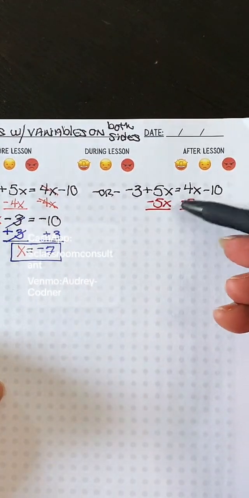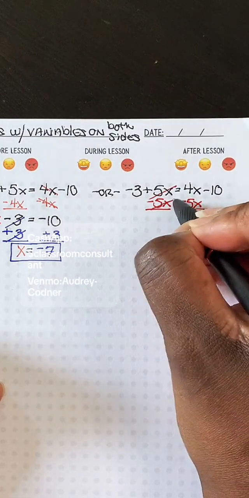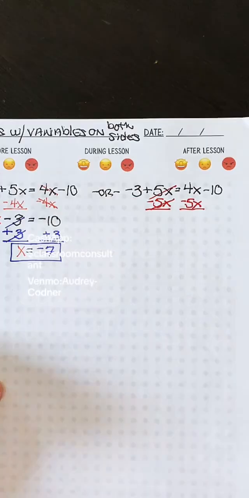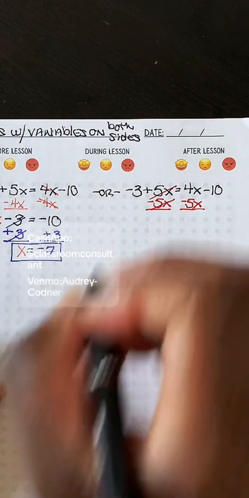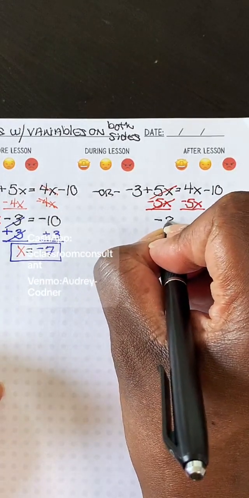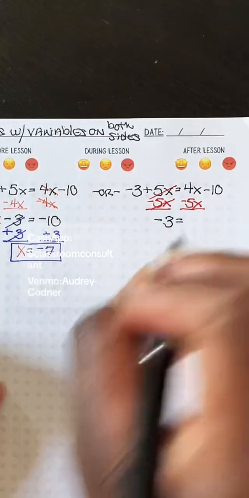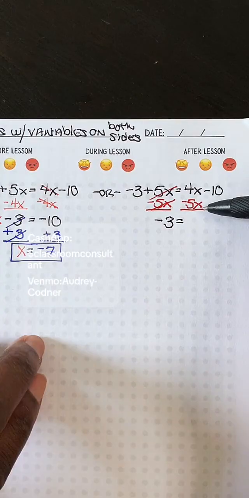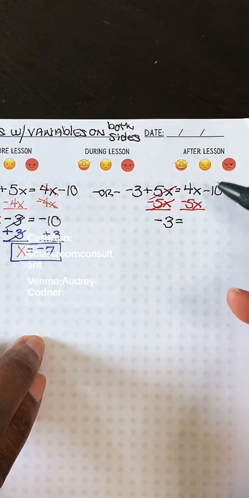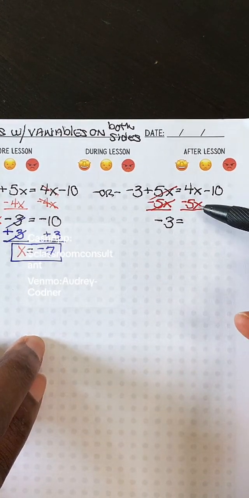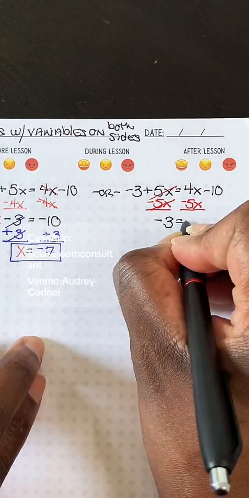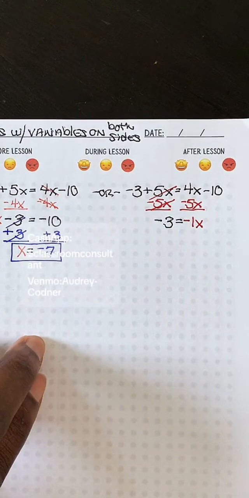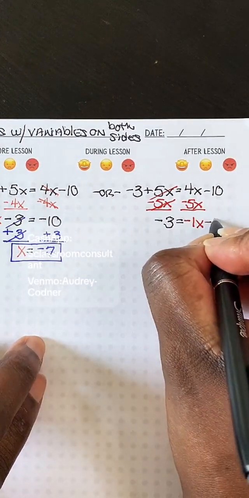So 5x minus 5x gives me a 0x, but I do not need the 0 as a placeholder because I still have the negative 3. So I'm going to bring down my negative 3 equals, now I have 4 minus 5x. Well, if I have $4 and I want to spend $5, that means I'm short $1. And then bring down the minus 10.